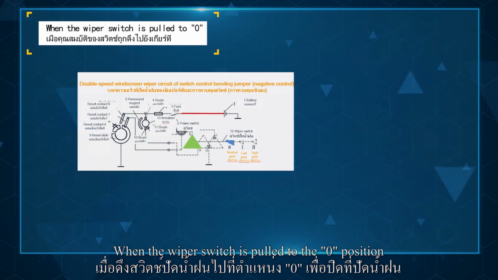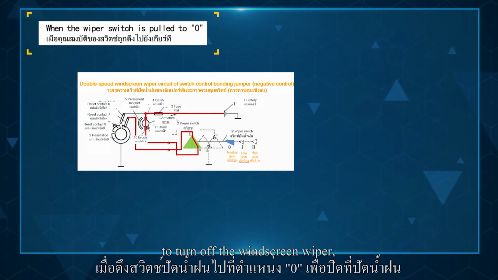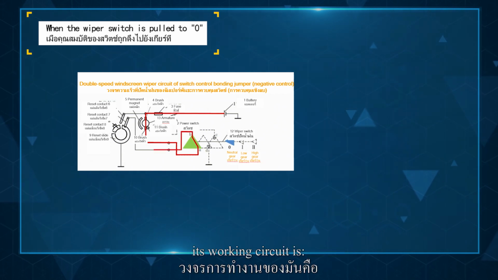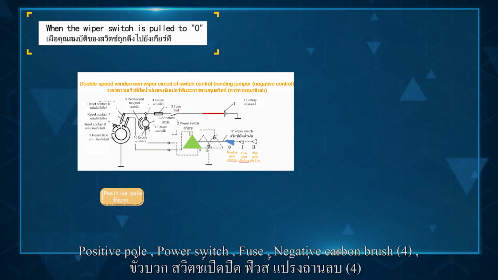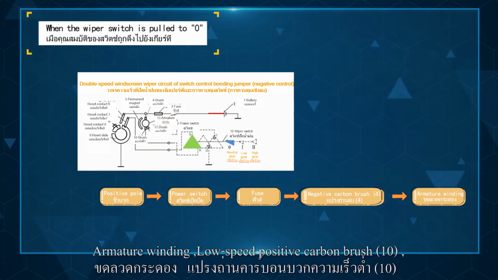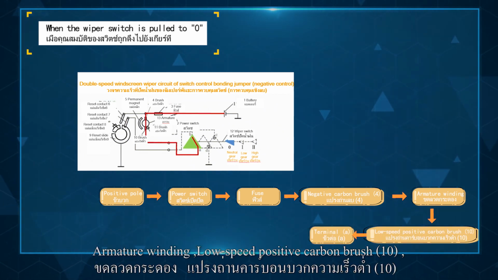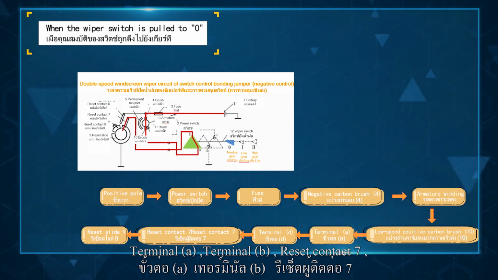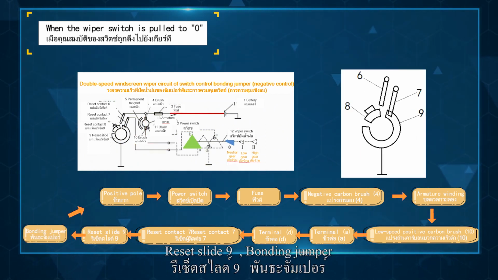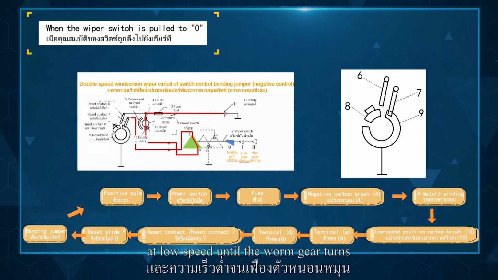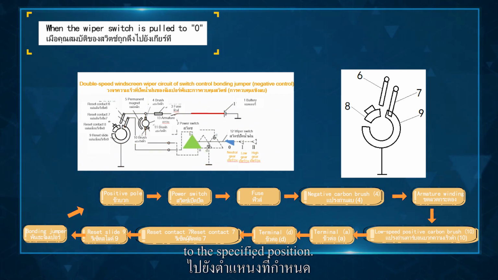When the wiper switch is pulled to the 0 position to turn off the windscreen wiper, if the wiper blade is not in the stop position, its working circuit is positive pull, power switch, fuse, negative carbon brush 4, armature winding, low speed positive carbon brush 10, terminal A, terminal B, reset contact 7, reset slide 9, bonding jumper, to form a circuit so that the motor will continue to operate at low speed until the worm gear turns to the specified position.